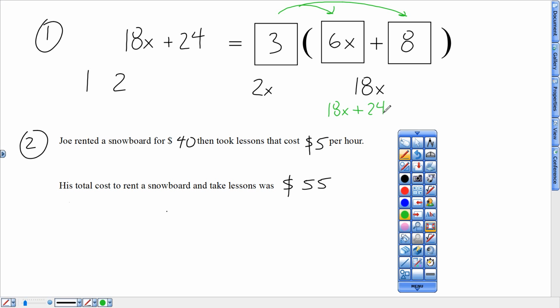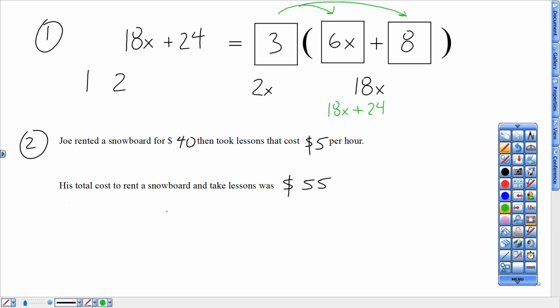All right, for this one, word problem. This one's giving you $5 per hour. That would be 5H. $5 per hour makes sense. You plug in 1 for an hour, you spent $5. You plug in 2, you spent $10. You plug in 3, you spent $15.